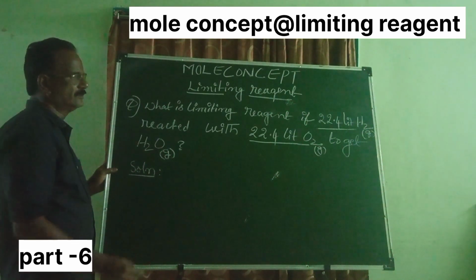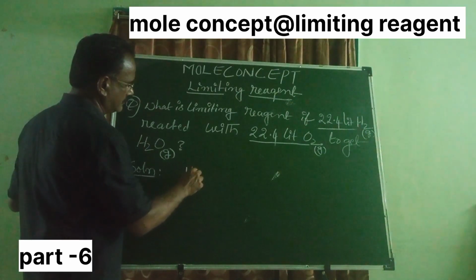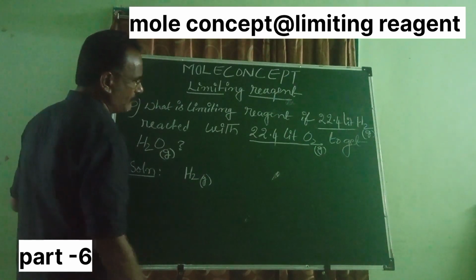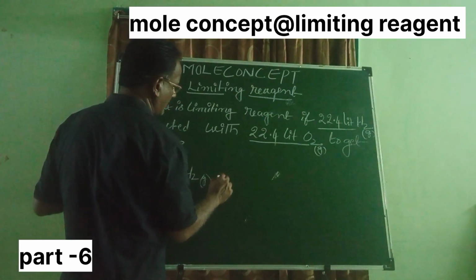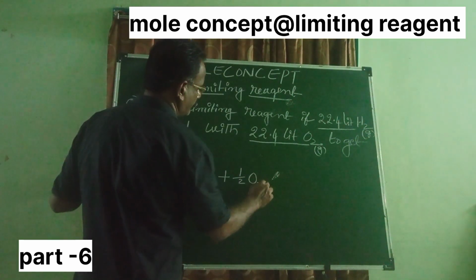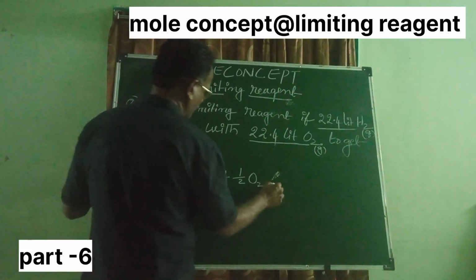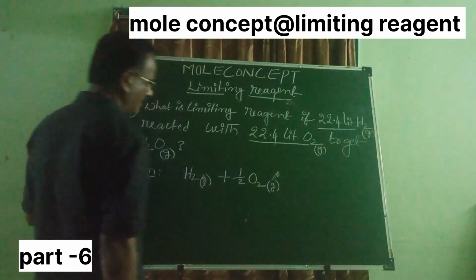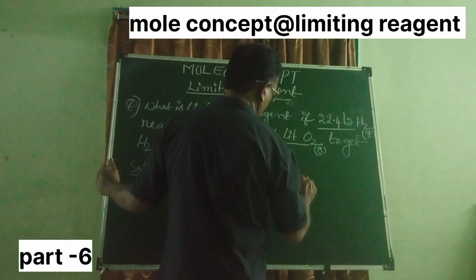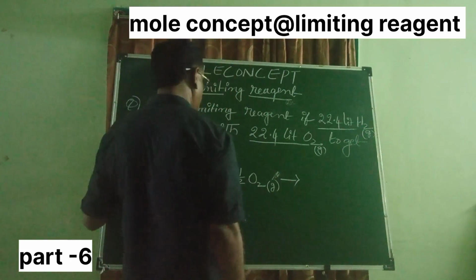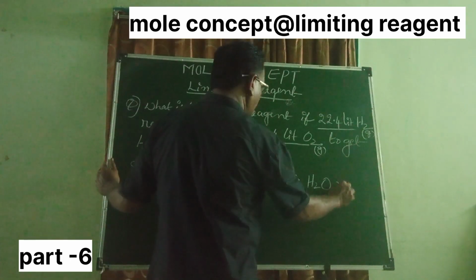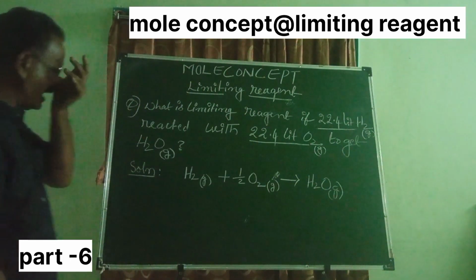So, here the balanced equation for preparing the minimum moles of H2O, that means 1 mole of H2O, is like this. H2 plus half O2, that means 1 mole H2 is to be reacted with half mole oxygen to give 1 mole H2O. This is the balanced reaction.